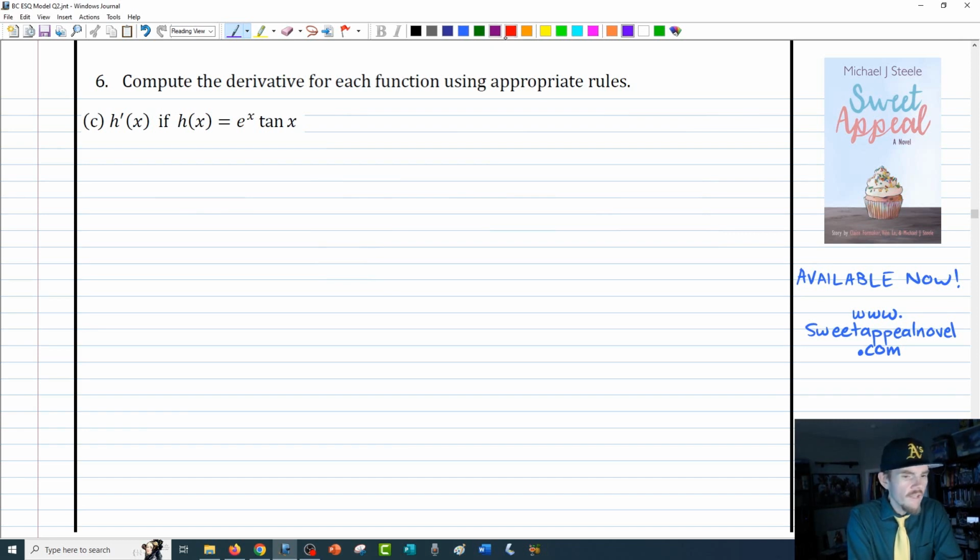Okay, question C asks us to compute h prime of x if h of x is e to the x times tangent of x. Well, if you're a betting person, you might just automatically have gone like, well, if we did the chain rule and the quotient rule first, I'm betting there's a product rule. And yeah, this is definitely a product rule problem.